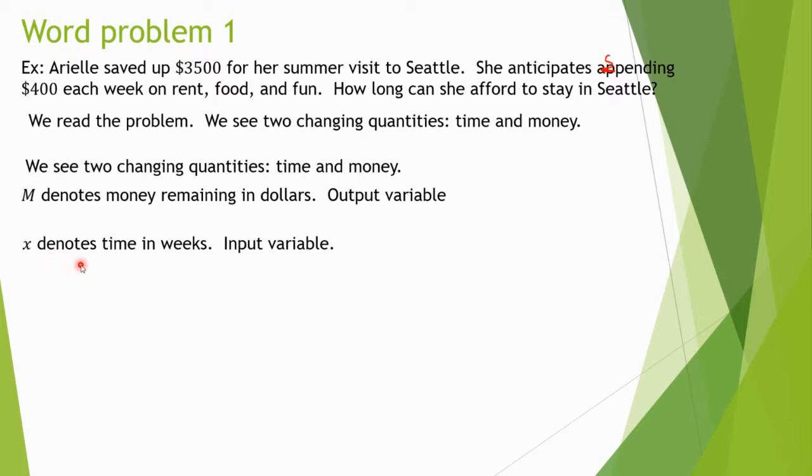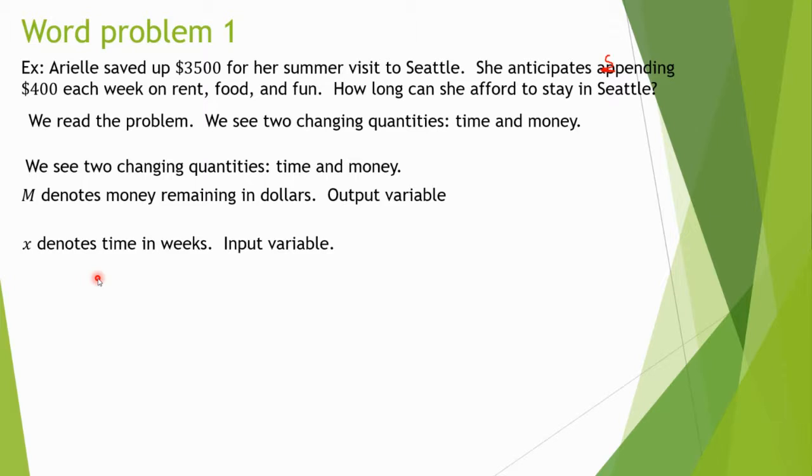Okay. Now notice also, we want to know how long she can stay till, but she can only stay until she runs out of money, right? I mean, once she's out of money, she can't do anything else, then she has to leave. So we want to know when she runs out of money. Now, in terms of our notation, what does that mean? Well, that means we want to know when M is 0.